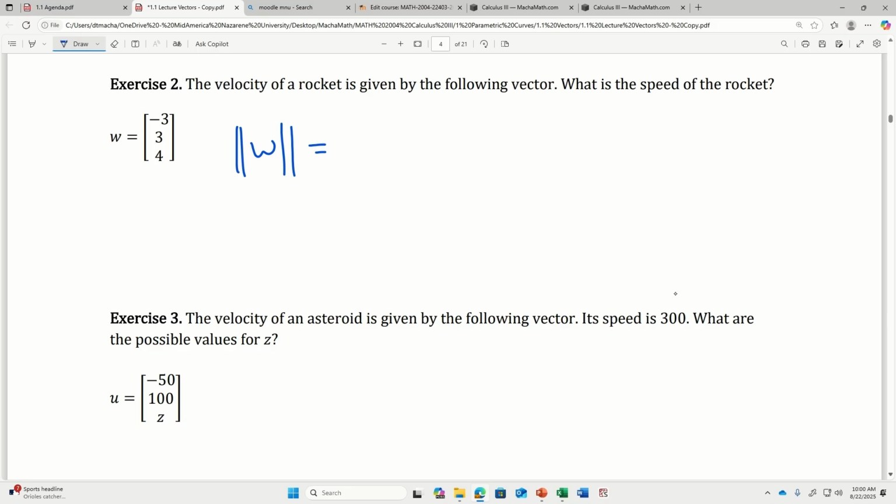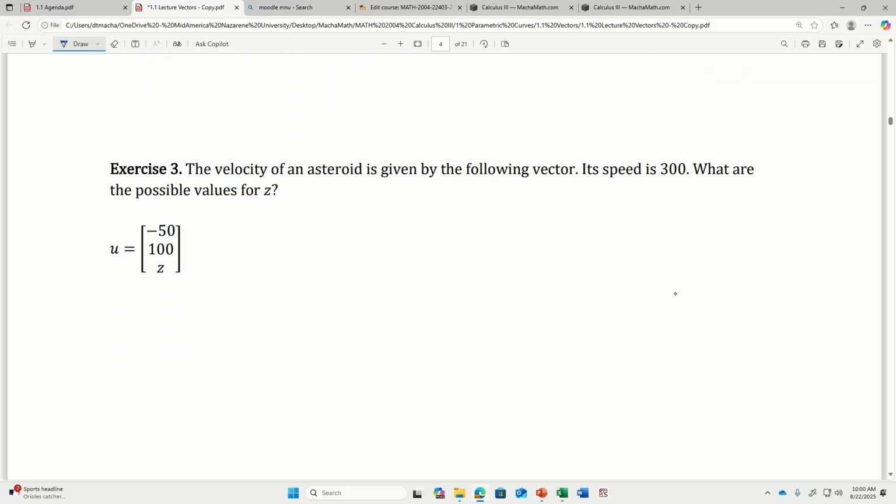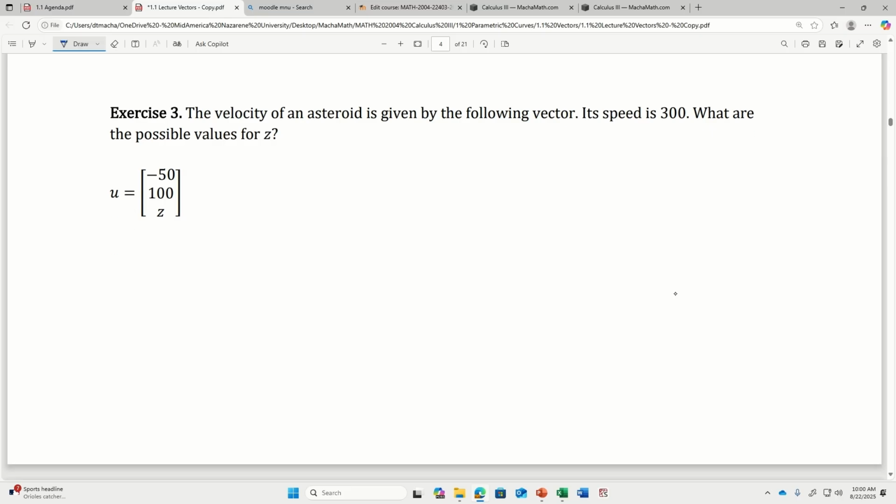Okay, next one. The velocity of an asteroid is given by the following vector. Its speed is 300. What are the possible values for z?